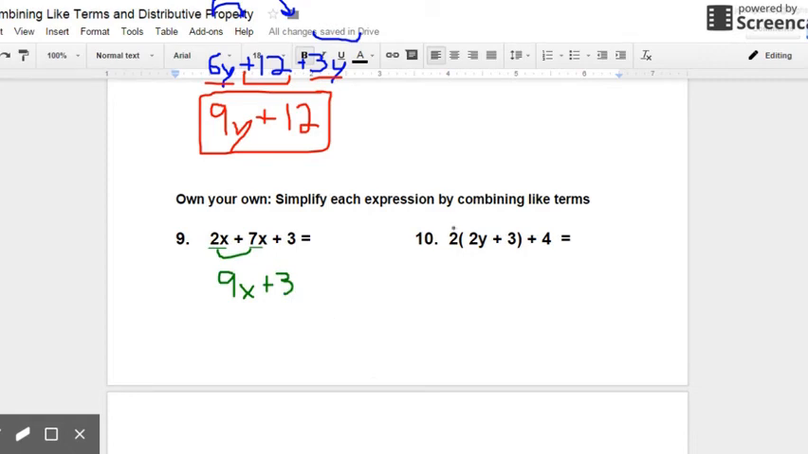On number 10, we should have used the distributive property here. 2 times 2, 2 times 3, and got 4y plus 6. And then this one, we don't have like terms with the same variable, but we do have like terms that are constants. So we add the 6 and the 4 together, and we get 10. We didn't touch the 4y, so let's bring it down. And of course, this is an addition sign.